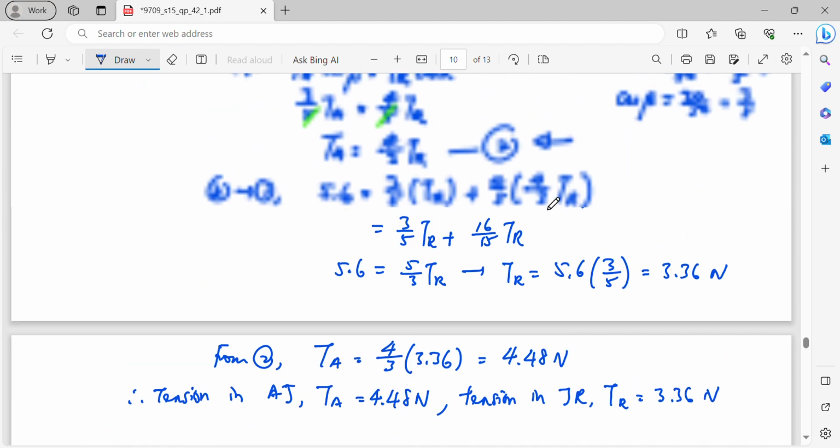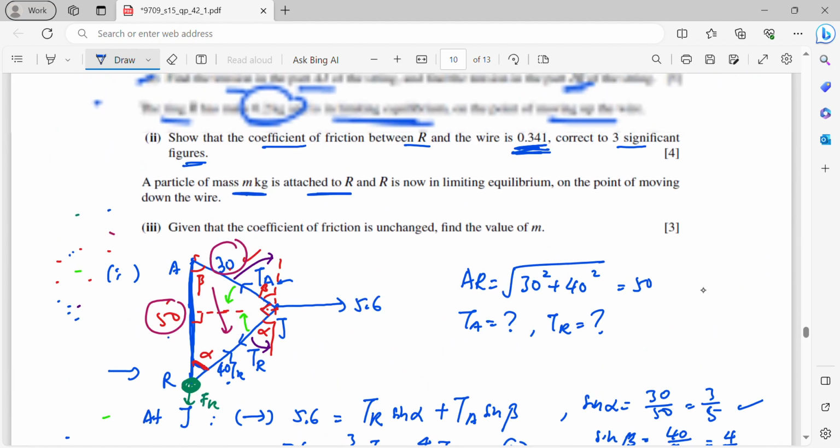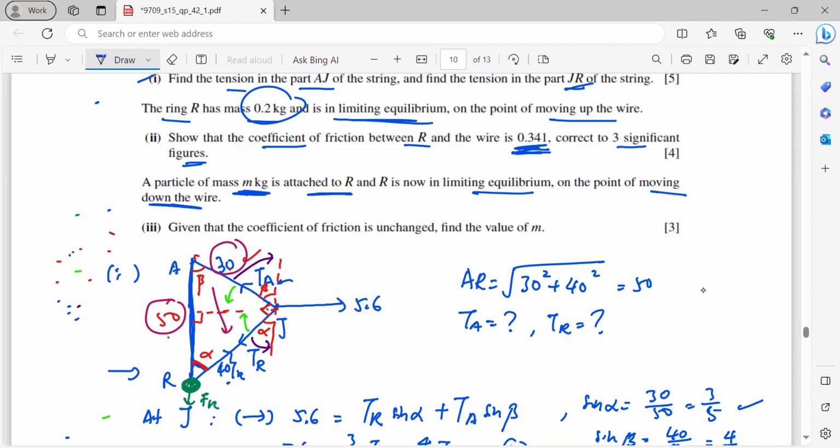Now, for the third part, a particle of mass m kg is attached to R, and R is now in limiting equilibrium on the point of moving down. So when moving down, remember the frictional force is moving up. So part 3, given that the coefficient of friction is unchanged, find the m.